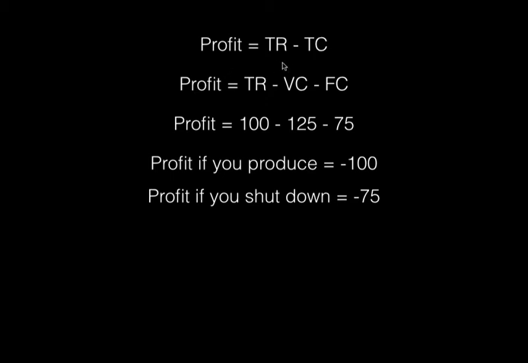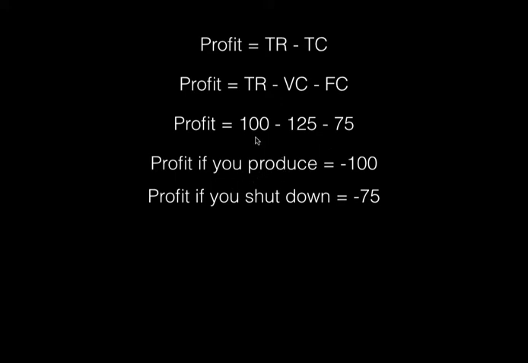We know that profit equals total revenue minus total cost, and I'm going to break out the total cost into variable plus fixed. So we take total revenue, subtract out the variable cost, subtract out the fixed cost, and whatever's left is profit. I just made up some numbers to illustrate. I'm going to have two different scenarios. Suppose we have $100 revenue, variable cost is 125, fixed cost is 75. So clearly we're going to have losses here.